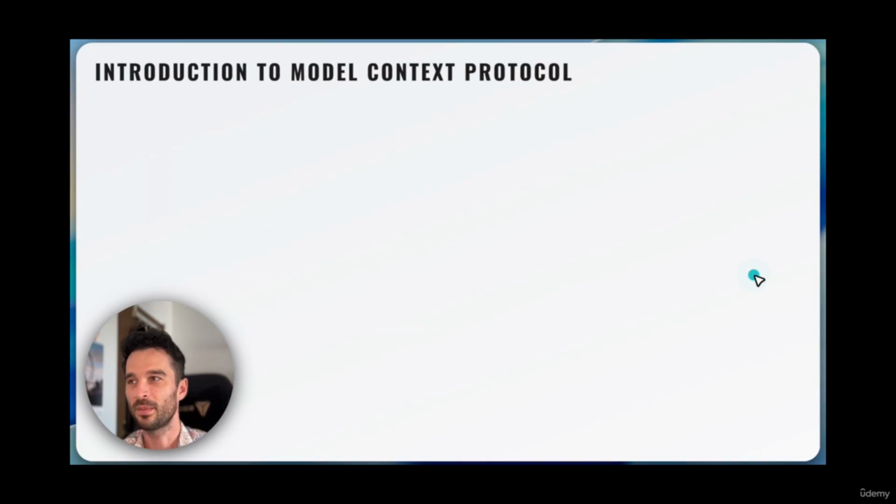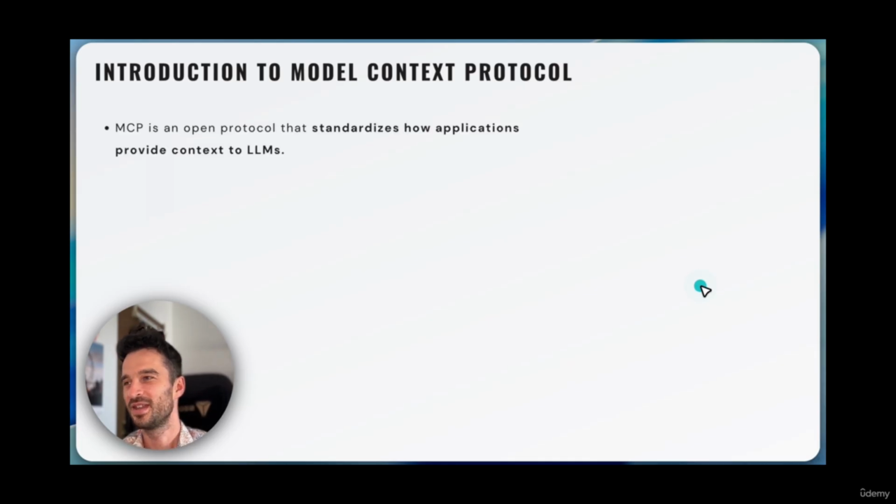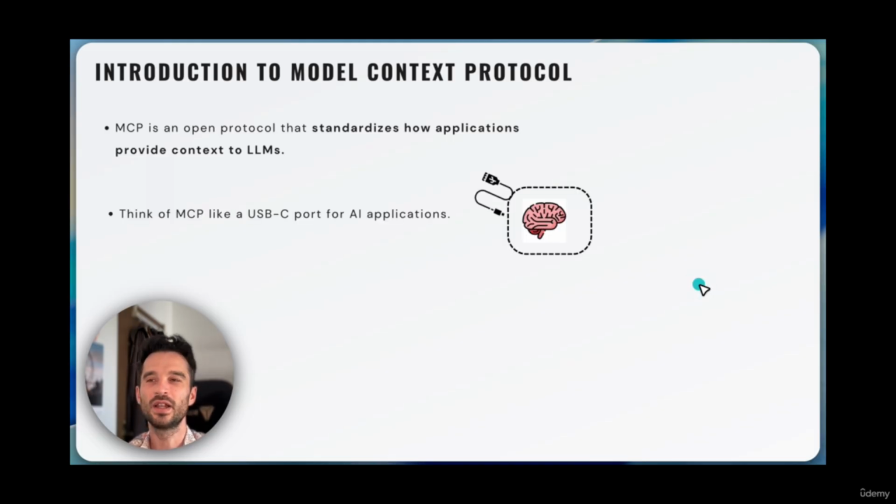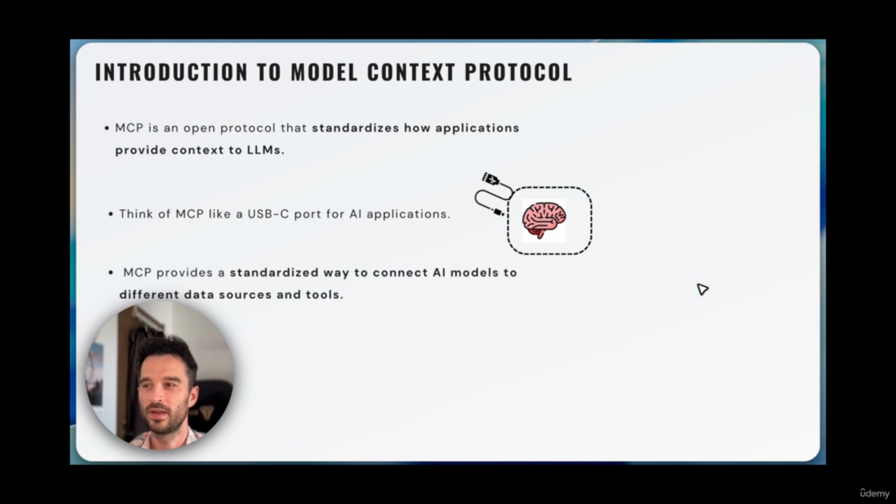And there comes now the Model Context Protocol into play. MCP is an open protocol that standardizes how applications provide context to large language models. Think of MCP like a USB-C port for AI applications. MCP provides a standardized way to connect AI models to different data sources and tools.